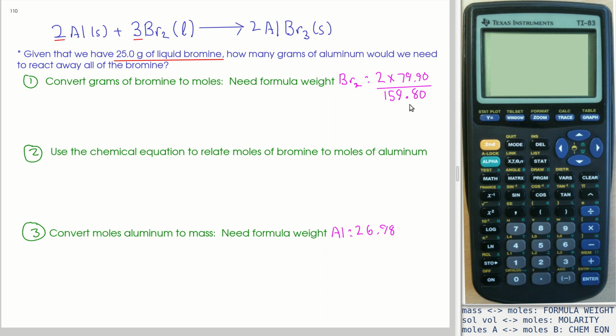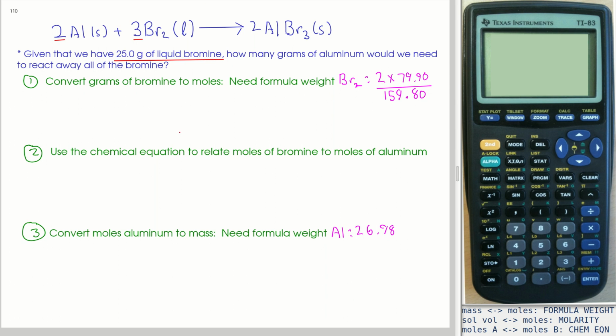Now, one thing you should notice here is that when I calculated the formula weight of the bromine, I did not include the coefficient, because the coefficient isn't part of the chemical formula. It's just there to tell me how many moles there are in this reaction. So don't include the coefficient as part of the formula weight. So let's do the math.